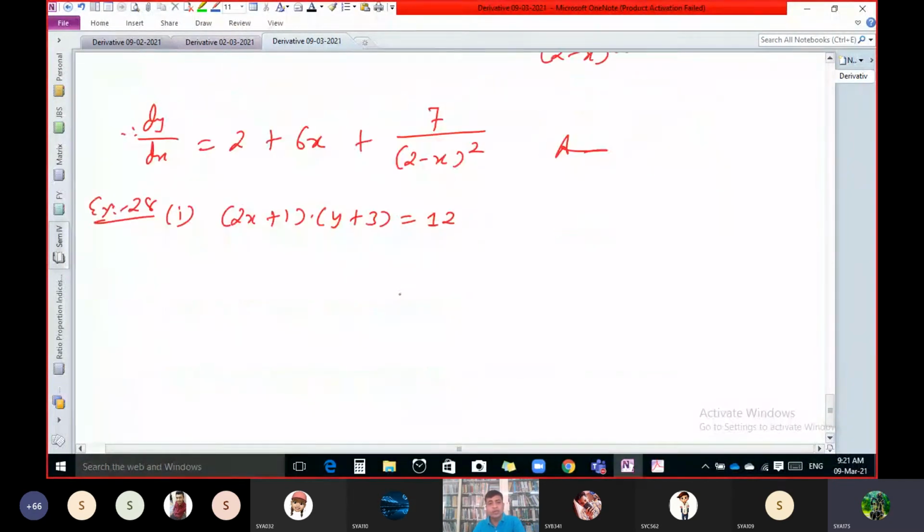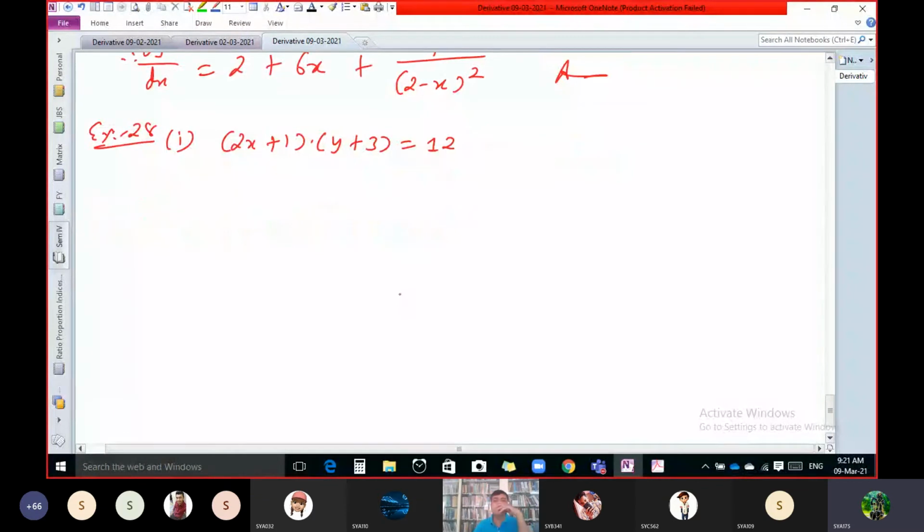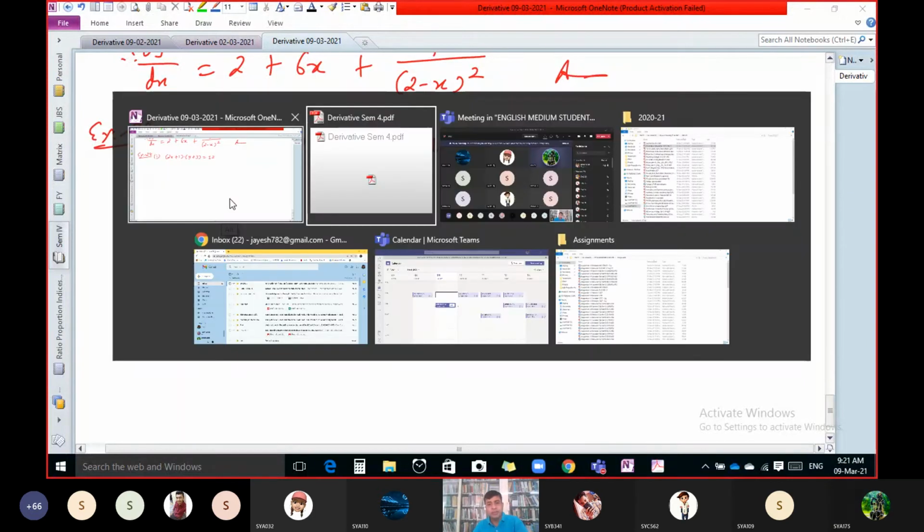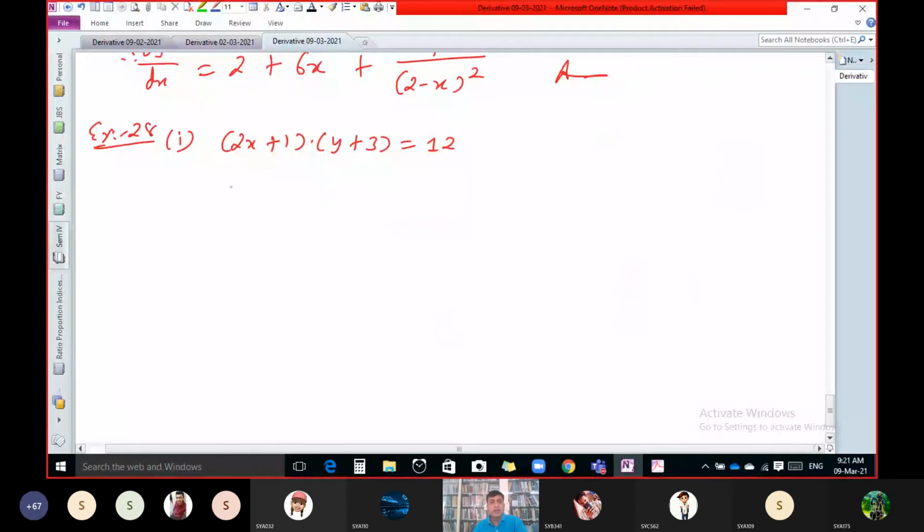So, any of you know how to find the answer? First step. Any of you know the first step? So y plus 3 is equal to 12 upon 2x plus 1. Correct. Means convert this into y equal to something. Means convert this equation into y equal to form.